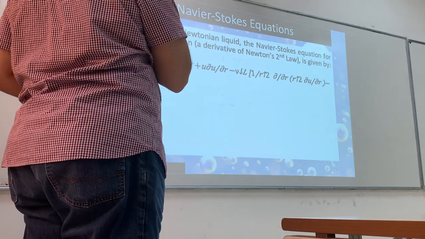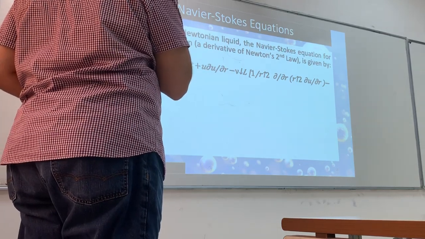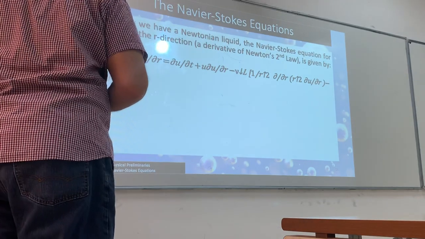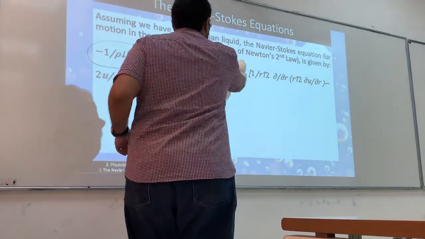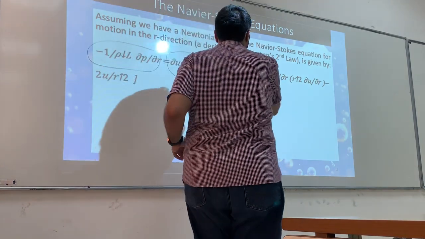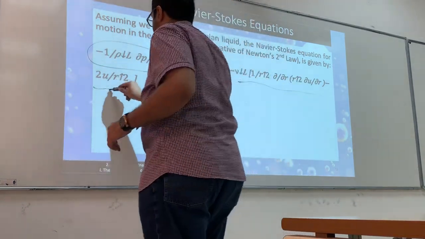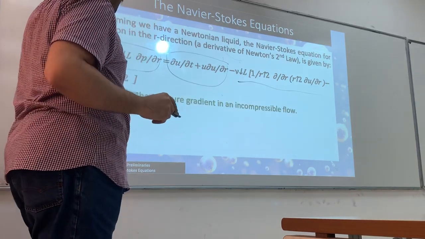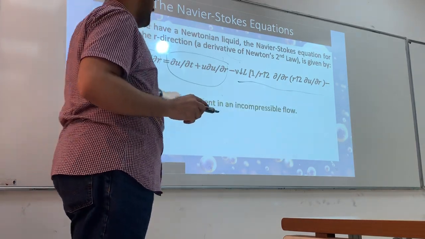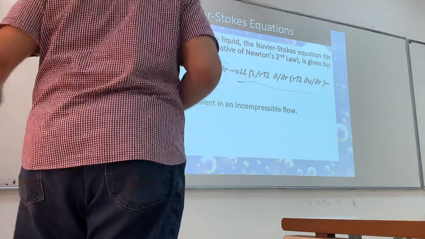I don't think this is much harder to read now. Okay. The first one, which was initially in green, is the pressure gradient in an incompressible fluid. Okay?